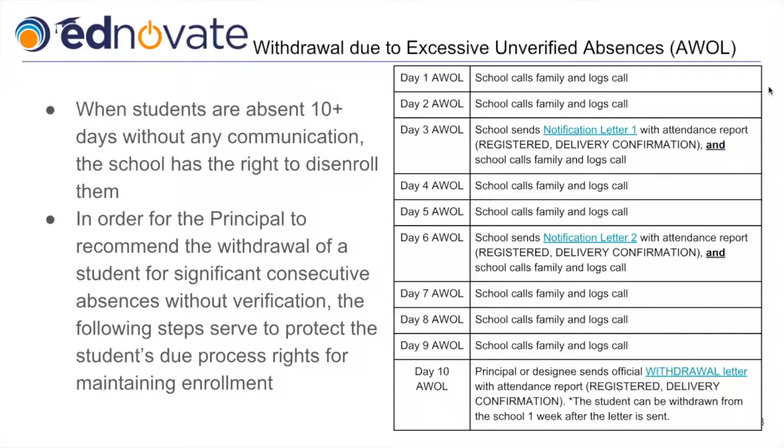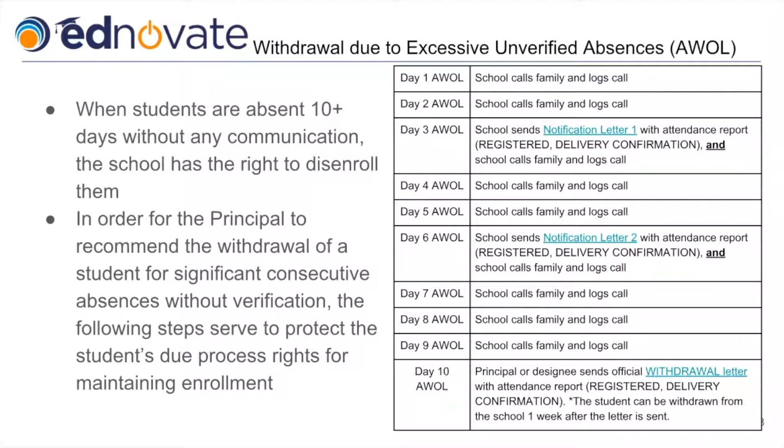The first set of letters and interventions that we'll go through is called absent without leave due to excessive unverified absences, sometimes called AWOL for short. This is when a student has been absent consecutively with no contact from the student or family during that time. This most commonly happens at the beginning of the year when students have enrolled in another school but haven't let us know yet, but this process can be implemented at any point throughout the school year if this occurs.